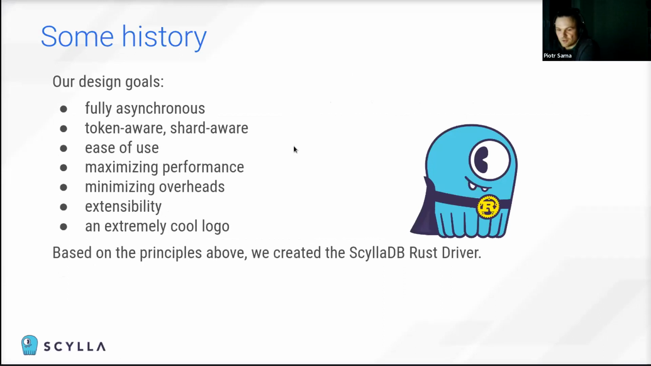Thus, we decided to use our experience with existing drivers and carefully plan a new open source Rust driver written natively in Rust from scratch, and with very specific goals in mind. First of all, we wanted to be fully asynchronous. Then it should support token awareness and shard awareness, which is a Scylla specific optimization that lets you use CPU cores more efficiently. And it should be fast. It should produce as little overhead as possible, and be easy to extend. Based on these ideas, we started coding Scylla Rust driver.